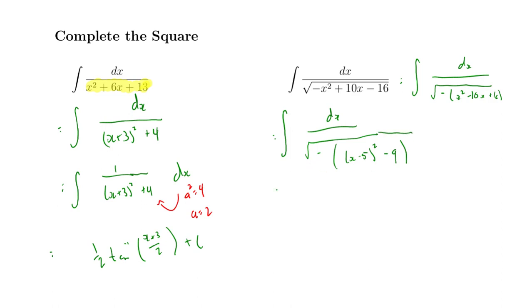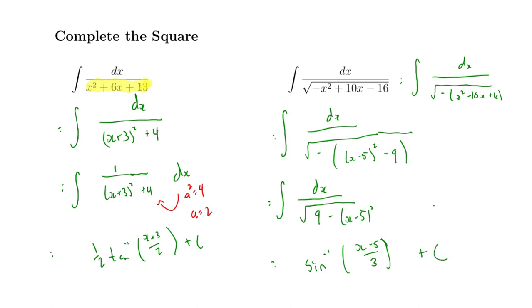I'm going to multiply this negative back in, and so we can see this is dx over the square root of positive 9 minus x minus 5 squared. And would you look at that? This is in that inverse sine form. So you're going to end up with an inverse sine of x minus 5 over 3 plus c. And that works out pretty well.